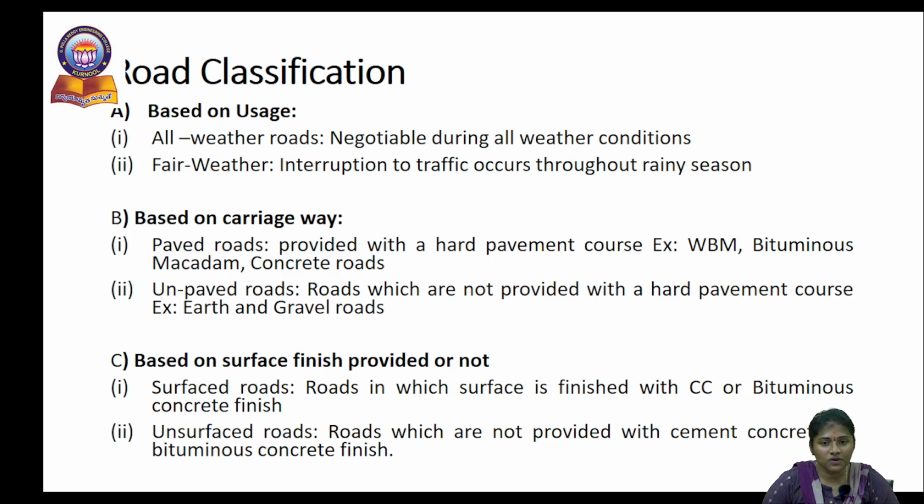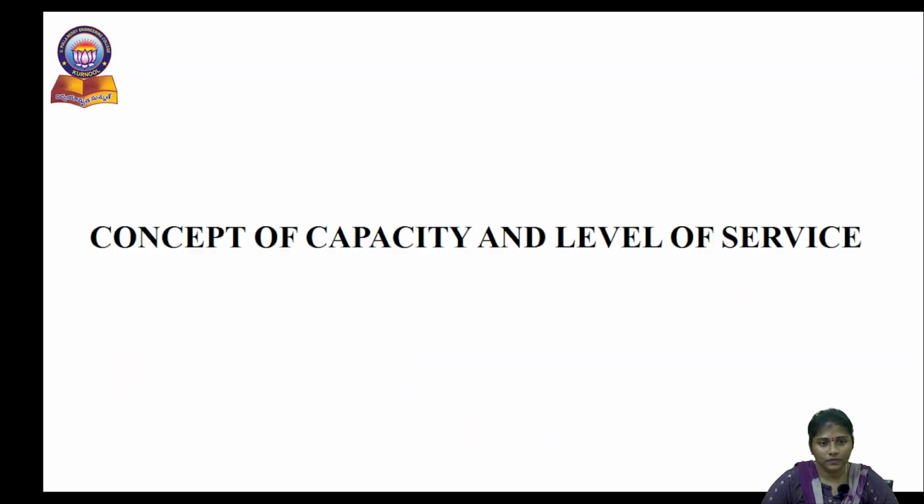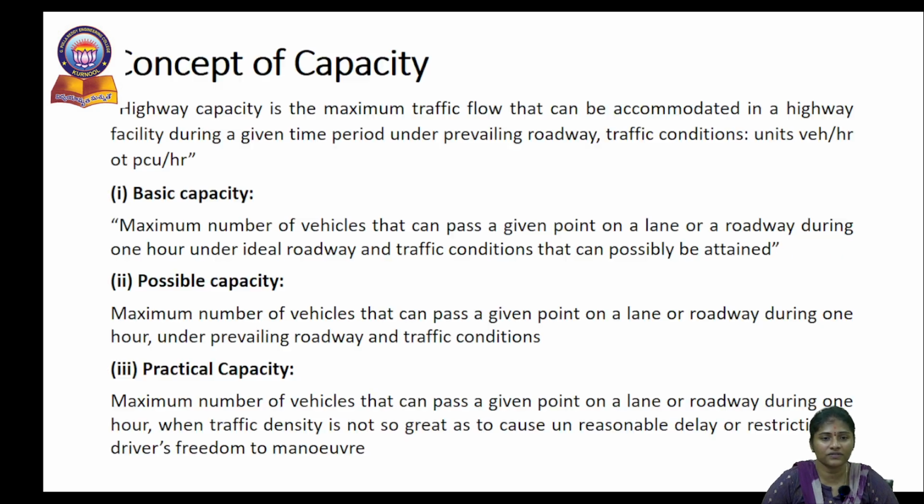If it is not provided with CC or bituminous concrete finish, we call it unsurfaced roads. Okay. So next topic is concept of capacity and level of service. The capacity of a highway is defined as the maximum traffic flow that can be accommodated in a highway facility during a given time period under prevailing roadway and traffic conditions. The units for capacity are vehicles per hour or PCU per hour.